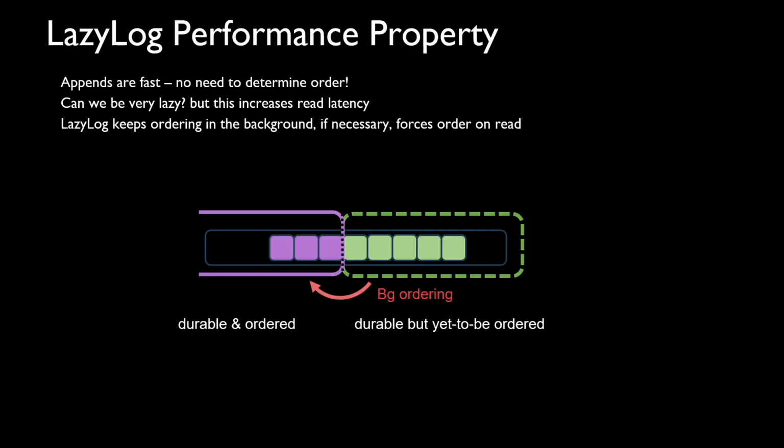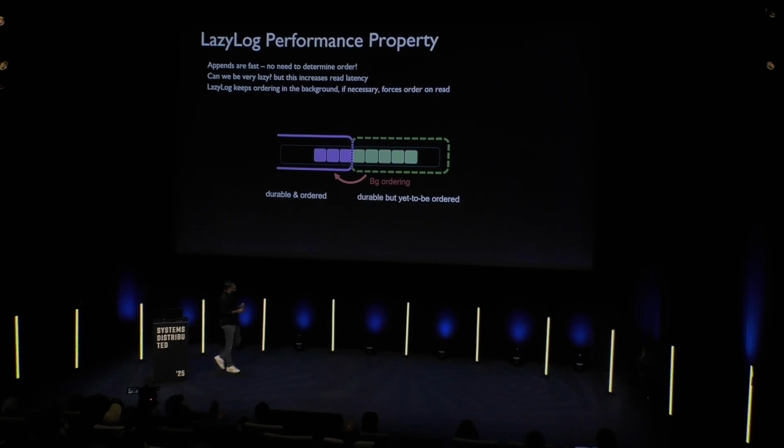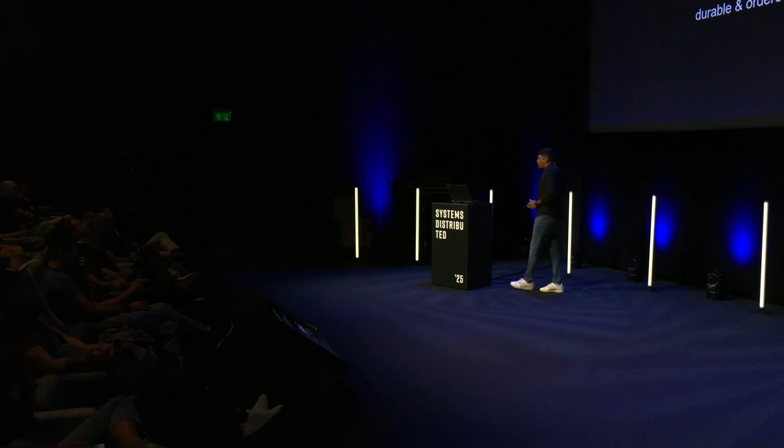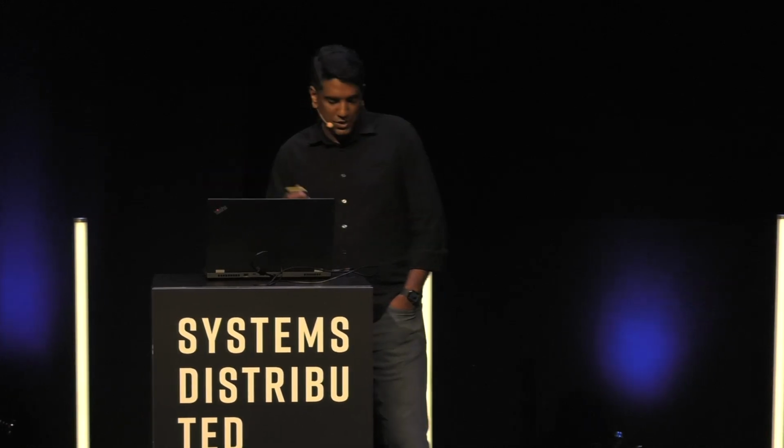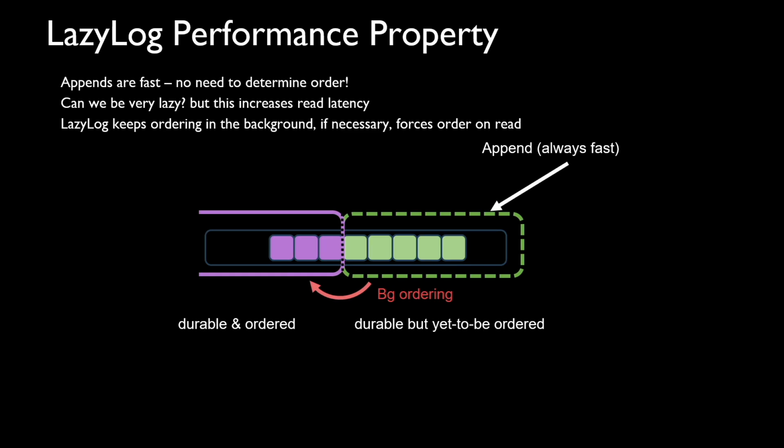And then there is the green one, which is just durable, but it is not ordered yet, right? So the system is constantly moving data from the green portion to the purple portion, where it is constantly determining the order and moving the window, right? So the appends happen in this green portion. They are always fast because there is no coordination. But the reads can take two different paths.